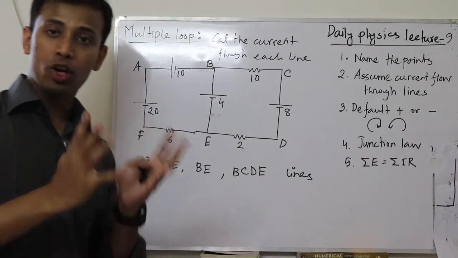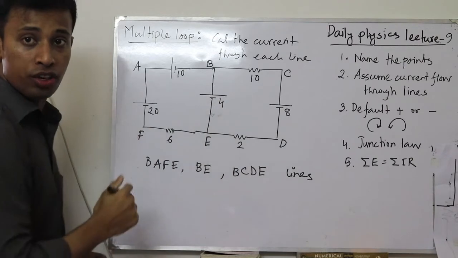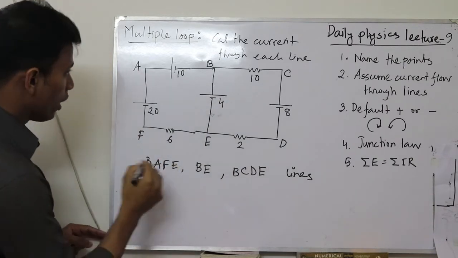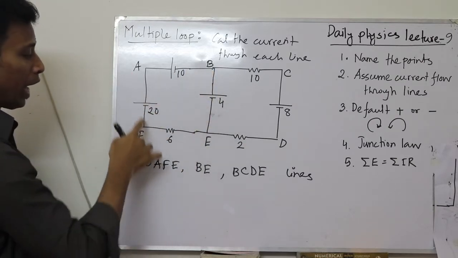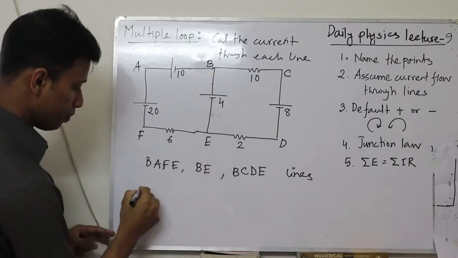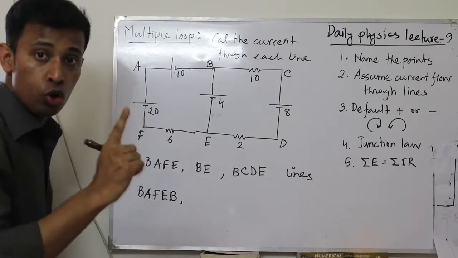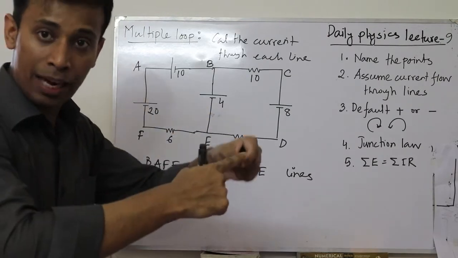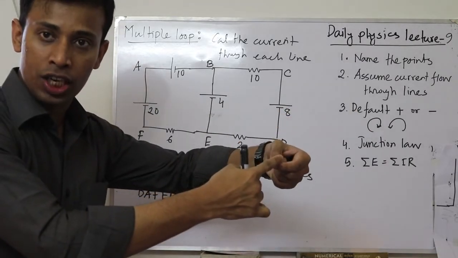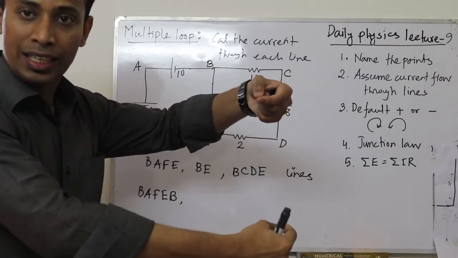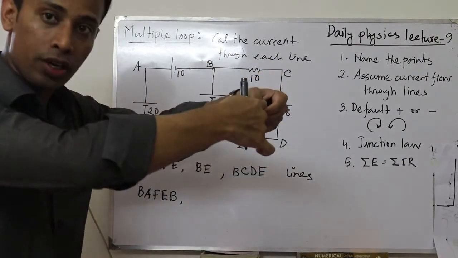And now, how many loops are here? So 1 loop, 2 loops, and the whole 3 loops. So let me write it. Here the loops are, if I start from B: B, A, F, E, B. This is one loop. A loop will start from a point and end at that point. Line and loop are different. A line will start from one junction and end at another junction, but a loop will start from one point and end at that same point.